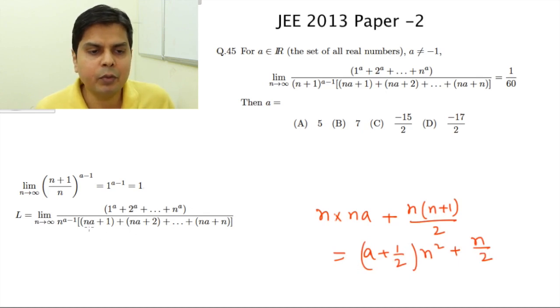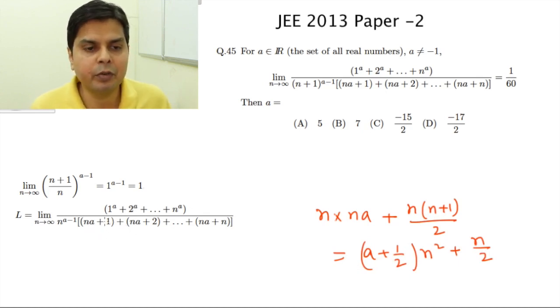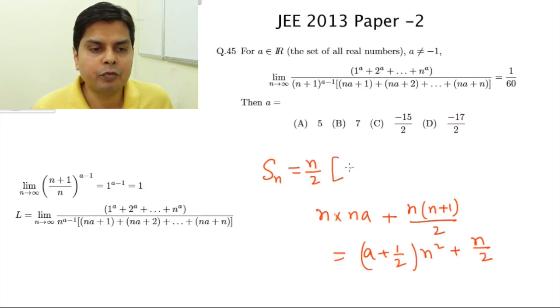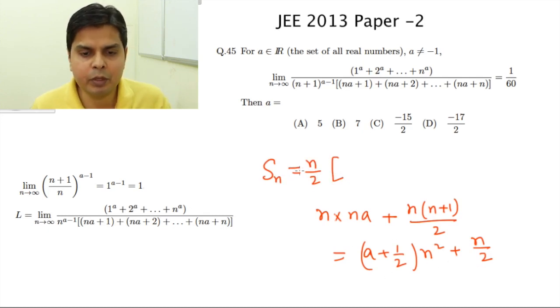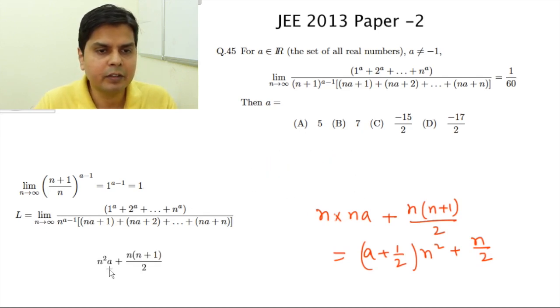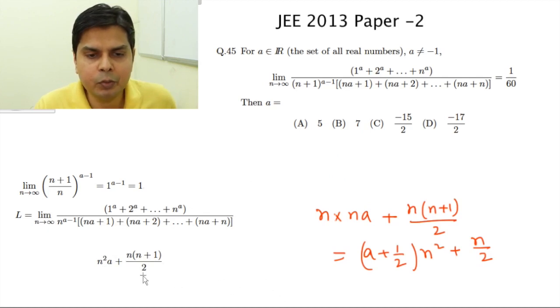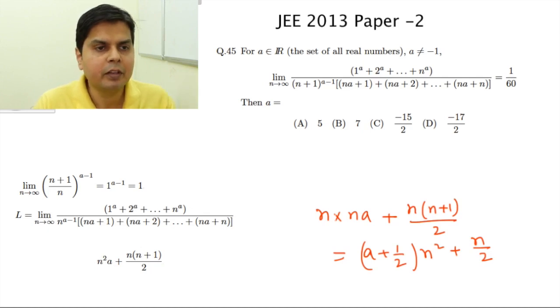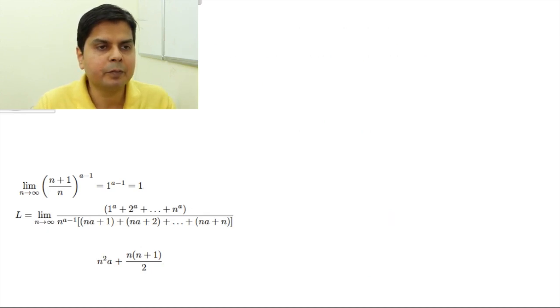Same thing you can find using the formula of the sum of an arithmetic progression also, in which the first term is na plus 1, the number of terms is n, and the common difference is 1. If you use that formula, n by 2 into first term 2a plus, you will get this same thing. This is very simple, so I am not doing that. So ultimately we have got here n square a plus n square plus 1 by 2. I have taken n square common, so I will write something like this. Now let's see what the next step will be.